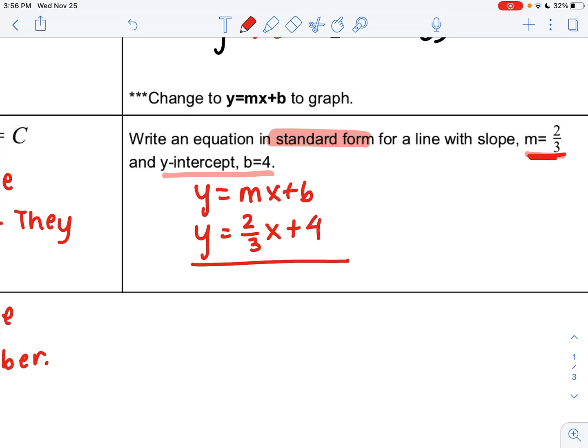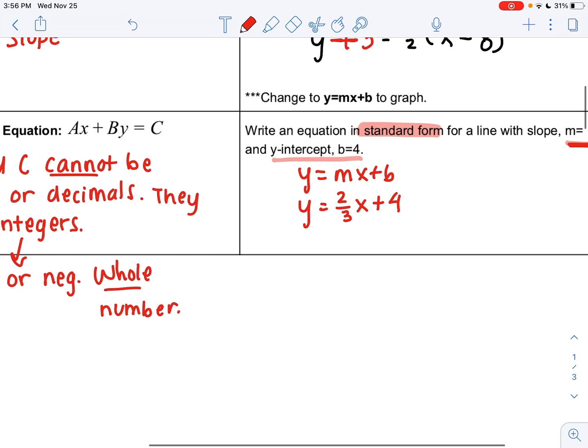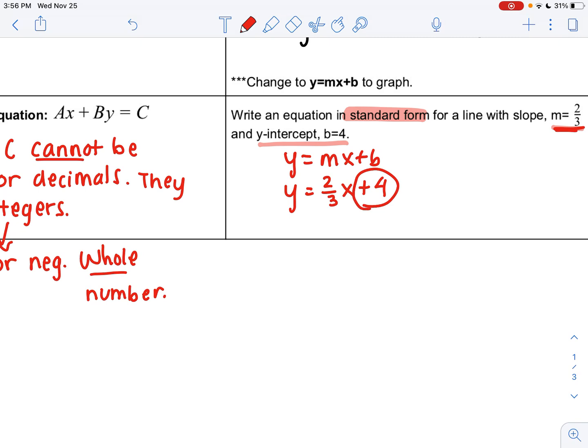So this right here, we're going to write it in slope-intercept, which is what this is called, okay, because we're given a slope and a y-intercept. So we're going to use slope-intercept, and then we're going to change it into this form. Now, what the heck does that even mean? That just means x and y are on the same side, and then your constant is on the right. So your constant is the number that's not x or y, which is a 4 in this case.